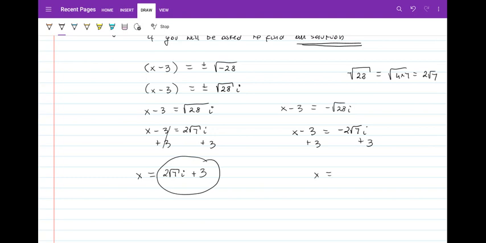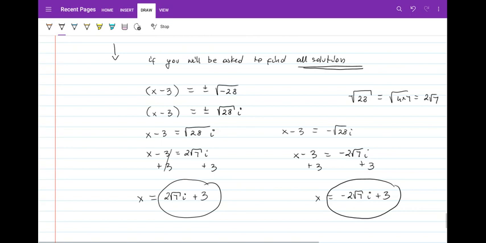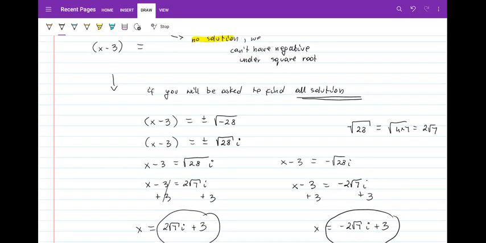And the second solution will be negative 2 radical 7i plus 3. Okay, we only do that when in the problems they ask you to find all solutions.